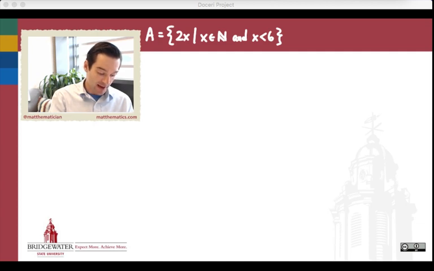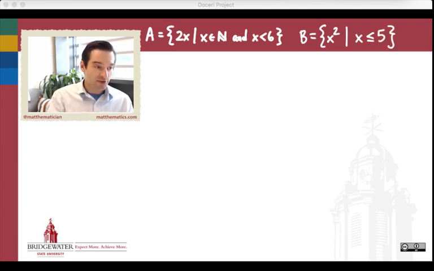So here's the set A in set builder notation, here's the set B, the set of x squareds, such that x is less than or equal to 5. So the question is to draw a Venn diagram showing the elements in these two sets.